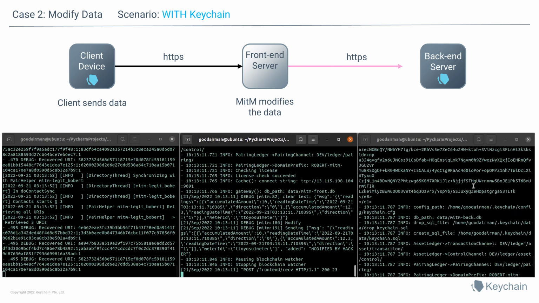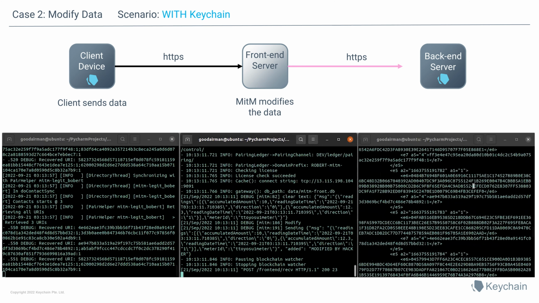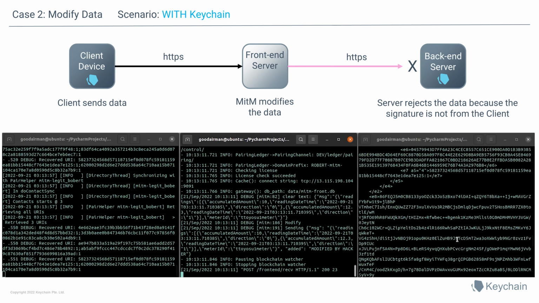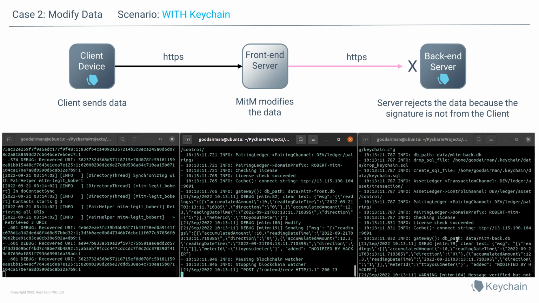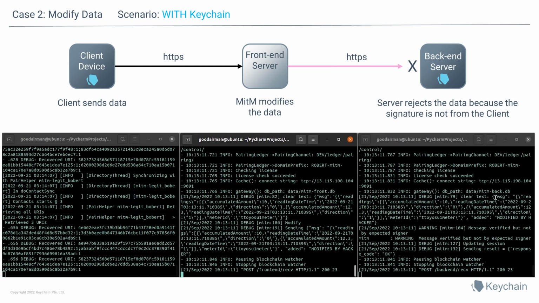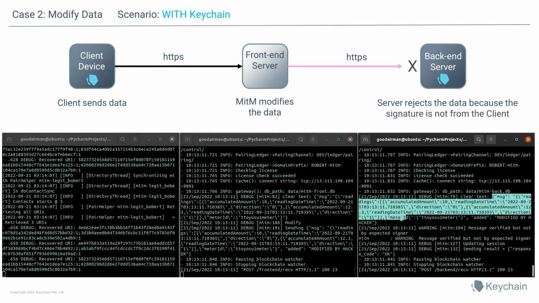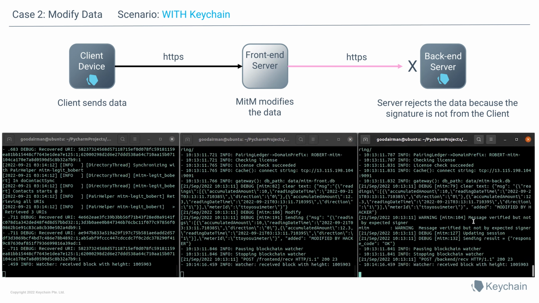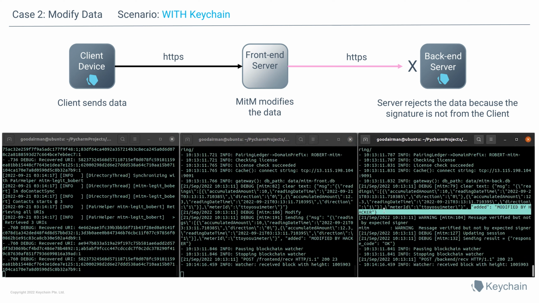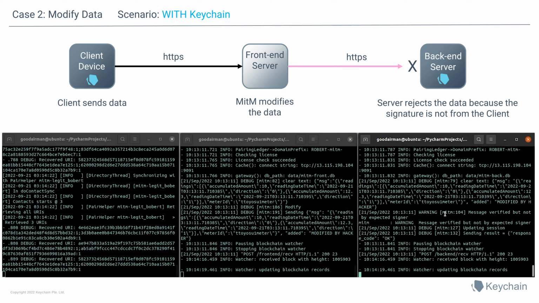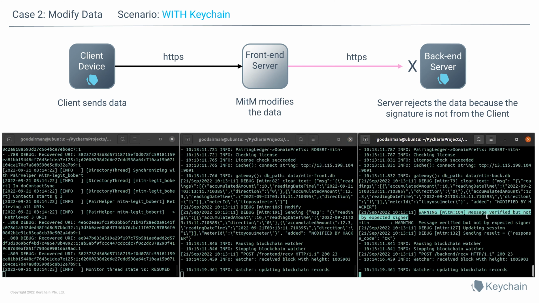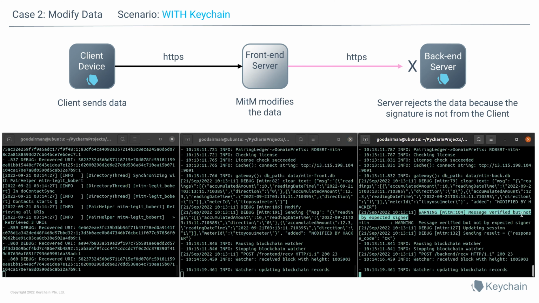So here the backend server receives the encrypted and signed message, which was modified by the man in the middle. It has decrypted the message successfully here. And as you can see, it is the modified message that the man in the middle sent. Now here, you see that it was able to verify the message. However, it has detected that it was modified.